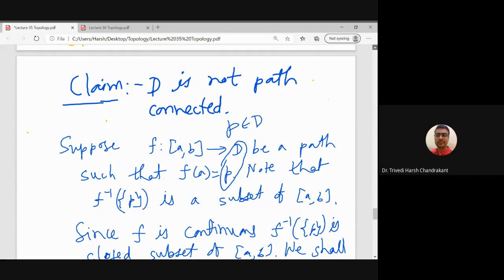Since we are assuming D is path connected, there exists a continuous function f from the closed interval [a, b] to D, such that f of a is this point P and f of b is some other point of D, right? Note that f inverse of the singleton P is a subset of the closed interval [a, b], because the closed interval is the domain of f. So every inverse image is a subset of the domain.